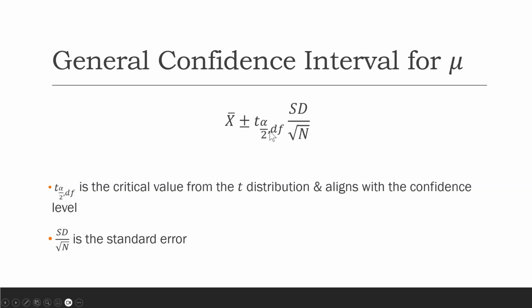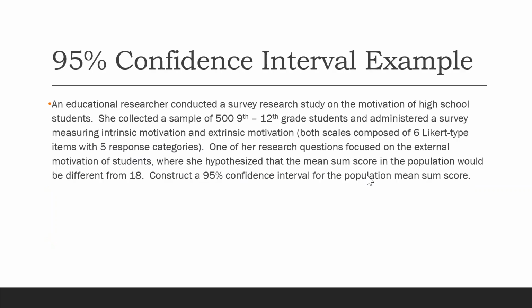And then we have our degrees of freedom because our t distribution has a degrees of freedom. All right. But this is the critical value from our t distribution, and it aligns with our confidence level. We're going to see a specific example of finding that using JASP a little bit later. And then, of course, we have our standard error here. But this is the formula that you want to know. We're going to do an example of doing this by hand without the computer, and then we're going to rely on the computer to help us do this thereafter.